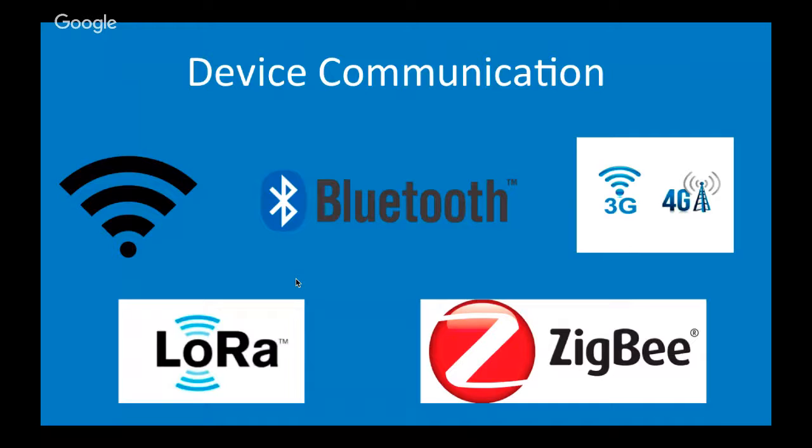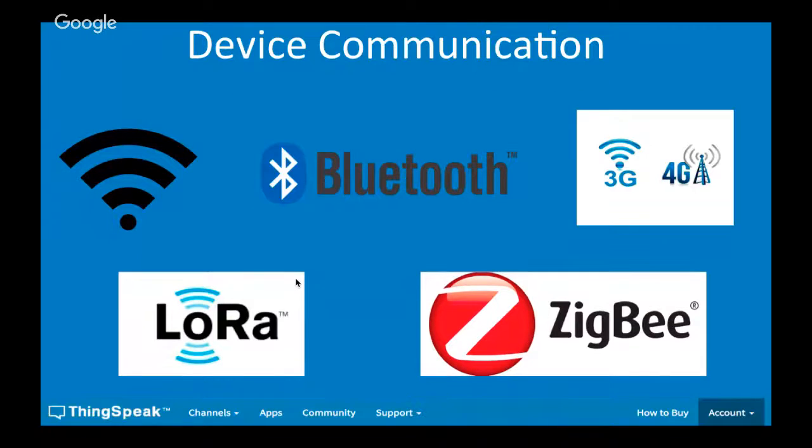You can't have Wi-Fi in the open field, and Wi-Fi is not a reliable way to communicate if there are multiple devices out in the field. So you need to go with one of these other communication protocols, either 3G, 4G, or a LoRa or Zigbee kind of protocol.